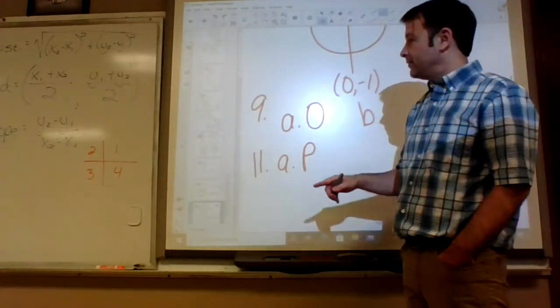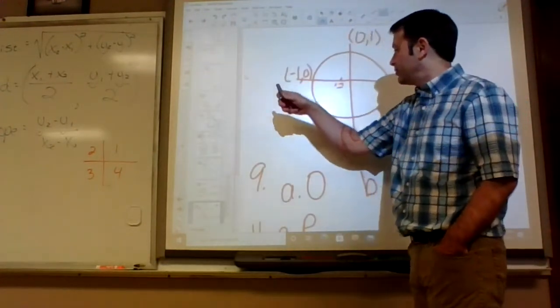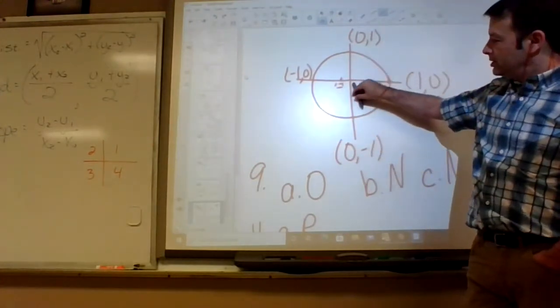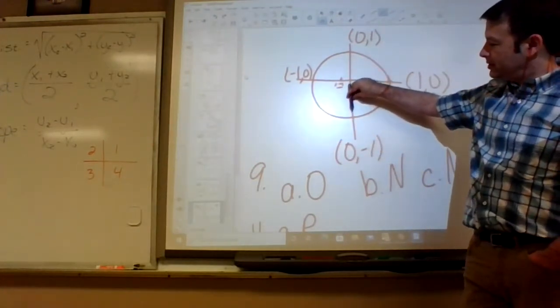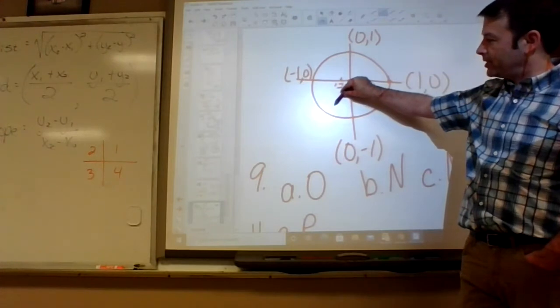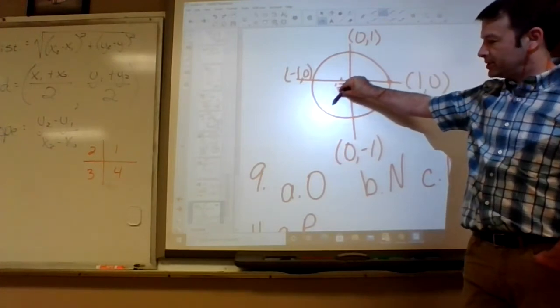B, cosine of negative 120. You guys know where negative 120 is? There's negative 90. So negative 120 will be about right there. Cosine is negative there.